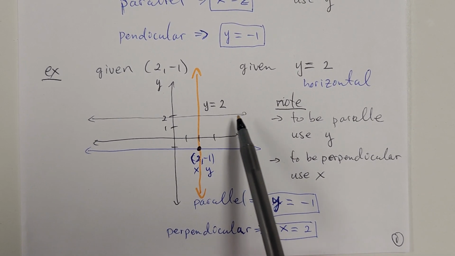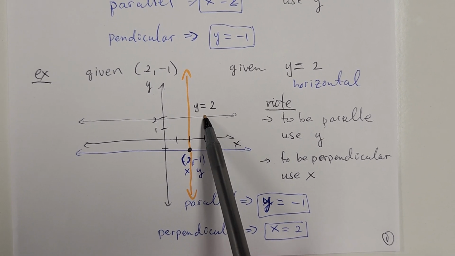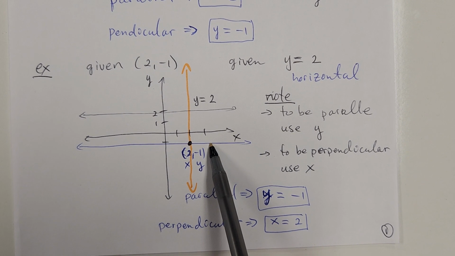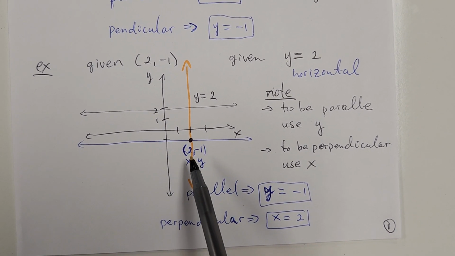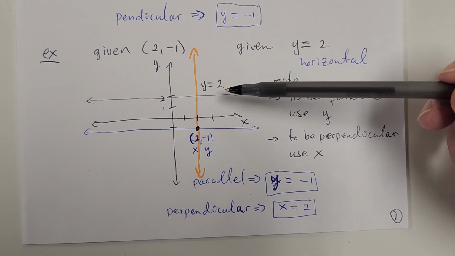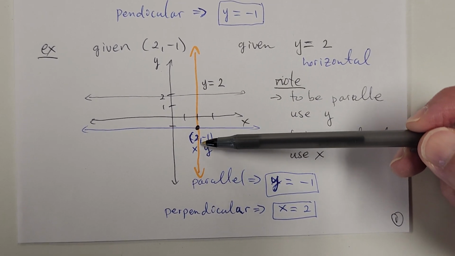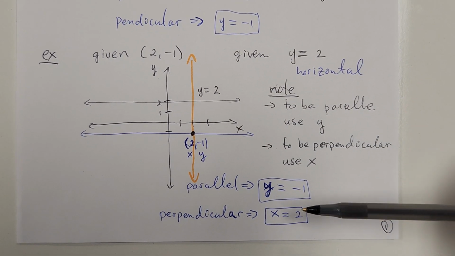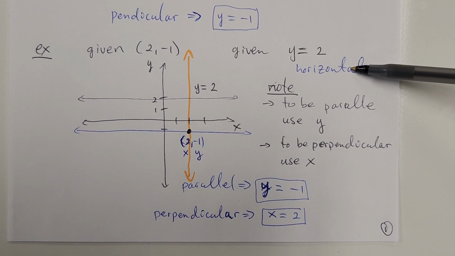right here, this is my given line, okay, which is horizontal. To be parallel with this black line, it has to be this blue line. So this blue line is parallel to this black, so therefore it is y equal -1. To be perpendicular to this black line, it has to be this orange line right here, which is x equal 2.